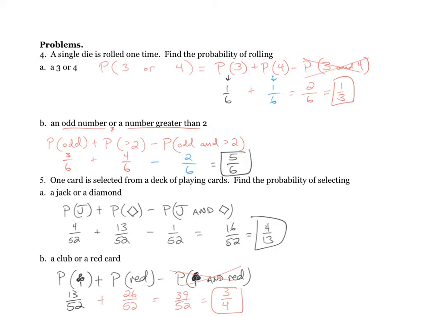The second example, drawing a club or a red card. So a club leads you to 13 out of 52. There are 26 red cards out of 52, and this one isn't even possible. A club is a black suit. It's in the black suit, so it can never be red. A red card can never be a club. So nope, that can't happen. So we just add 13 and 26 to get 39 out of 52, which reduces.